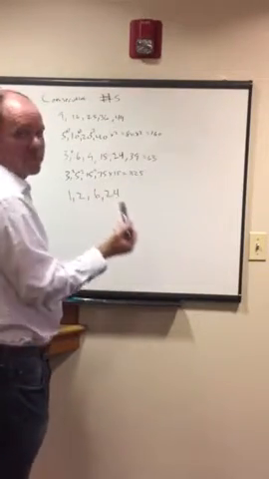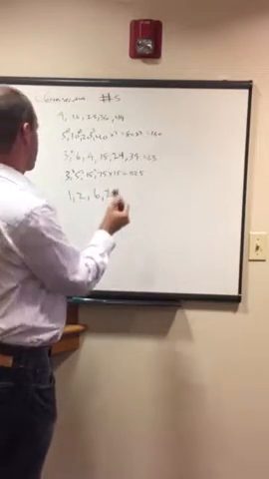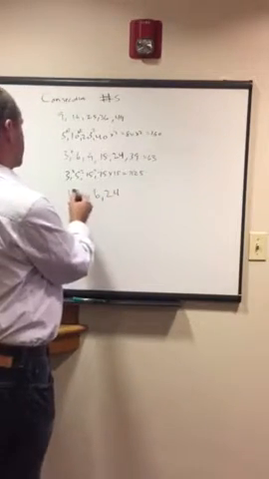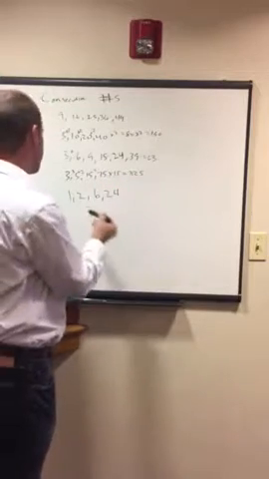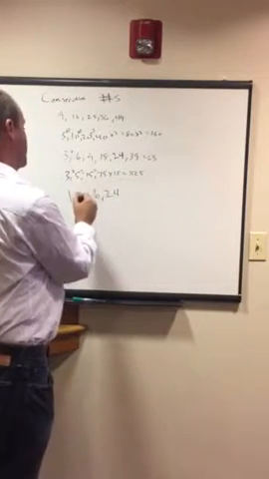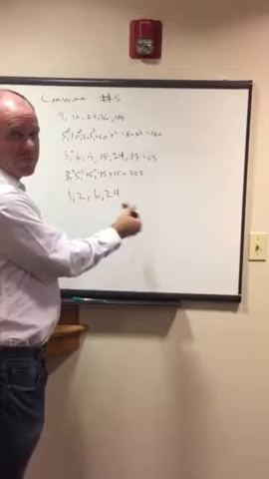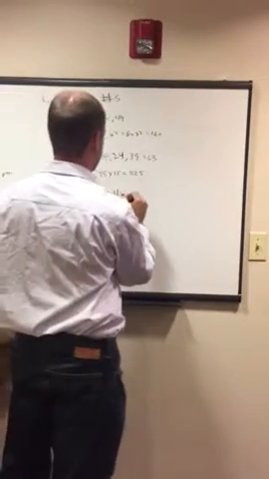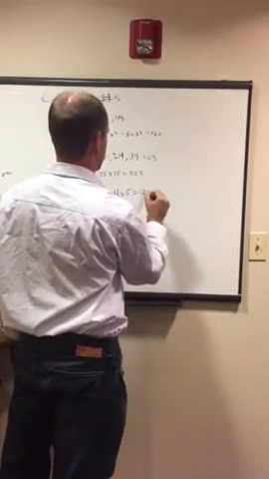The last one, probably the trickiest of these, 1, 2, 6, 24. What are we looking at? In this case, we're multiplying by 1 more every single time, right? So 1 times 2 is 2, 2 times 3 is 6, 6 times 4 is 24. What will be next? 24 times 5 equals 120.